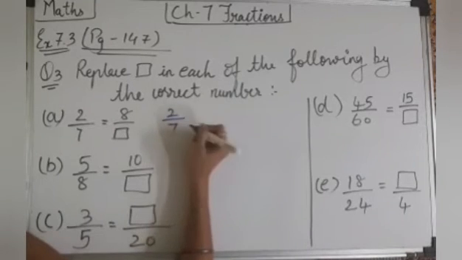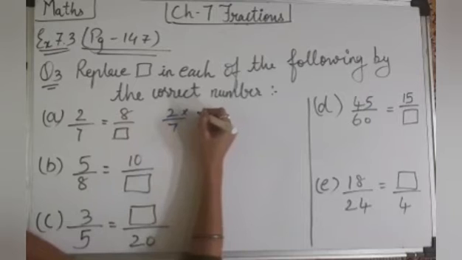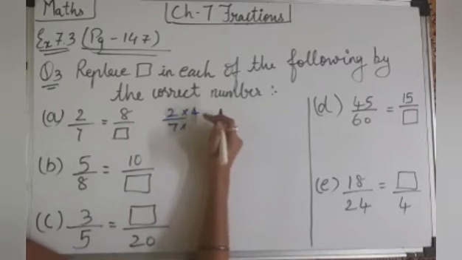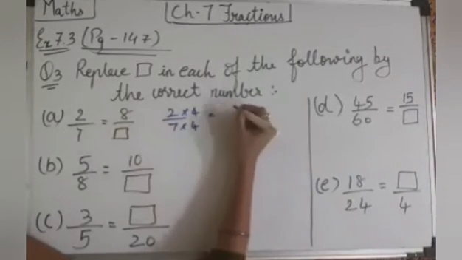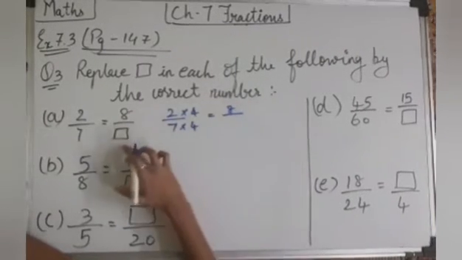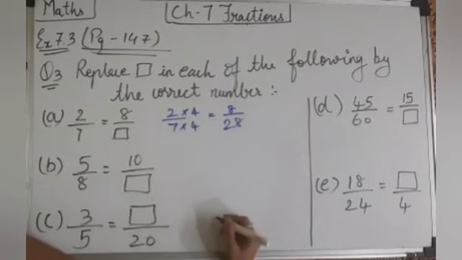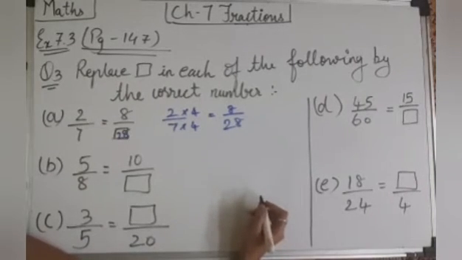So, what will we multiply by? So, we will get 8. We will multiply by 4, right? So, if we are multiplying in the numerator, we will multiply in the denominator also. So, 7 fours are 28. Here we got the answer: 28.